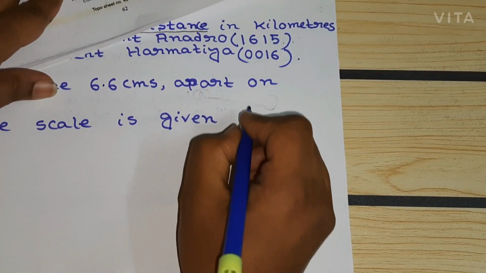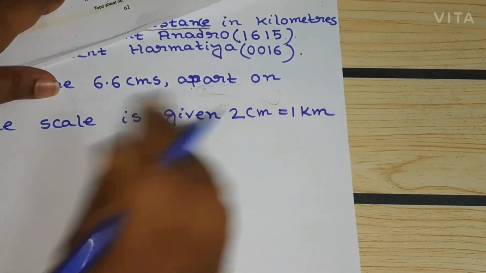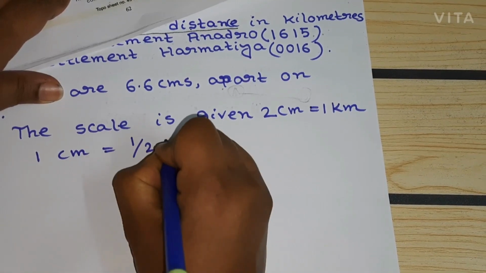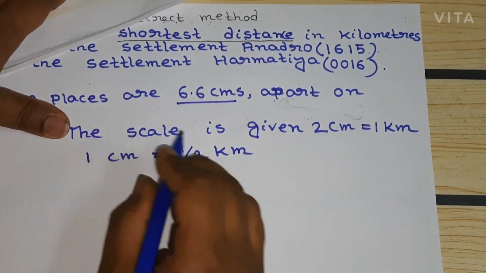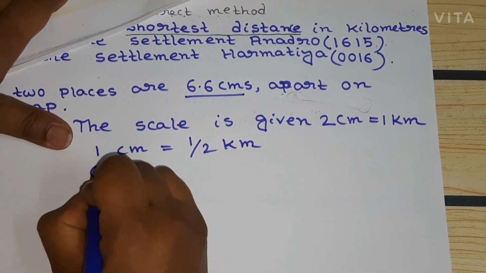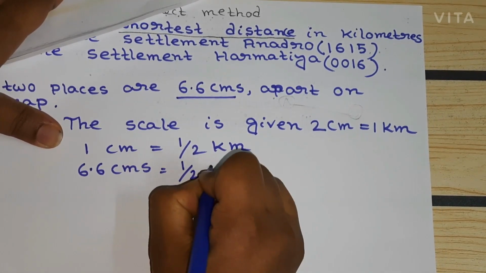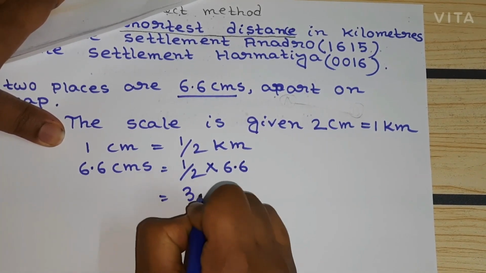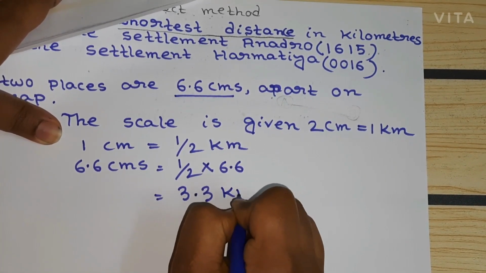Okay, so the scale is given: 2 centimeter to 1 kilometer. So 1 centimeter will be 1 by 2 kilometer, or 0.5 kilometer, you can say. How much did we get on the map in centimeters? 6.6 centimeters. So after doing the calculation, we can say that this is our answer.